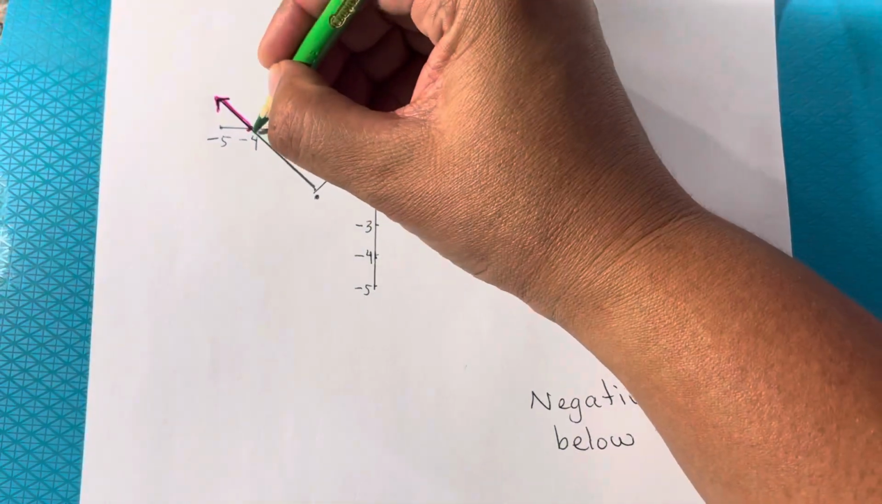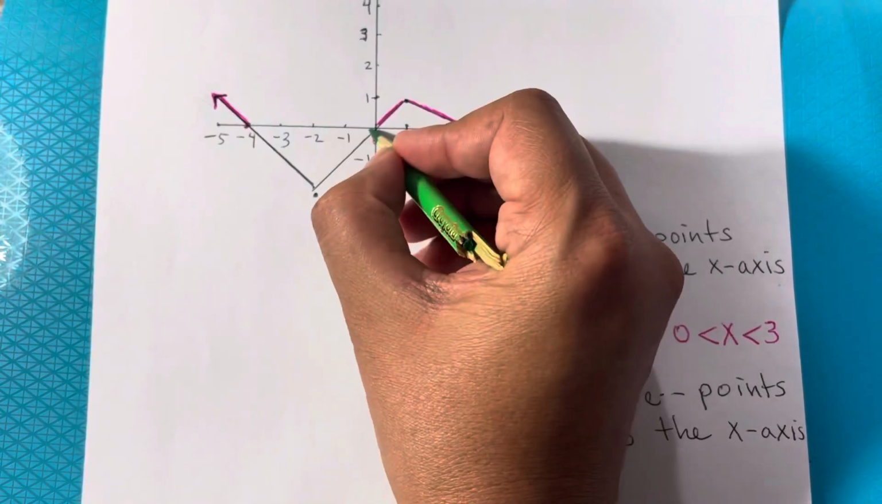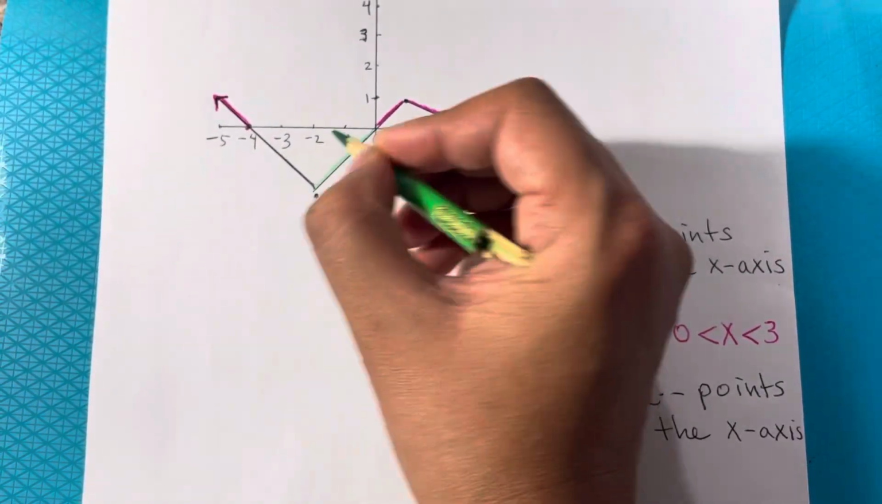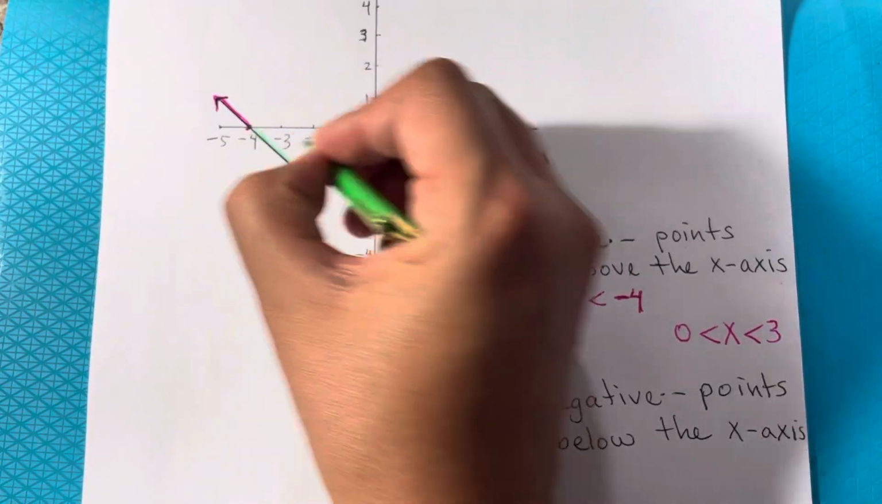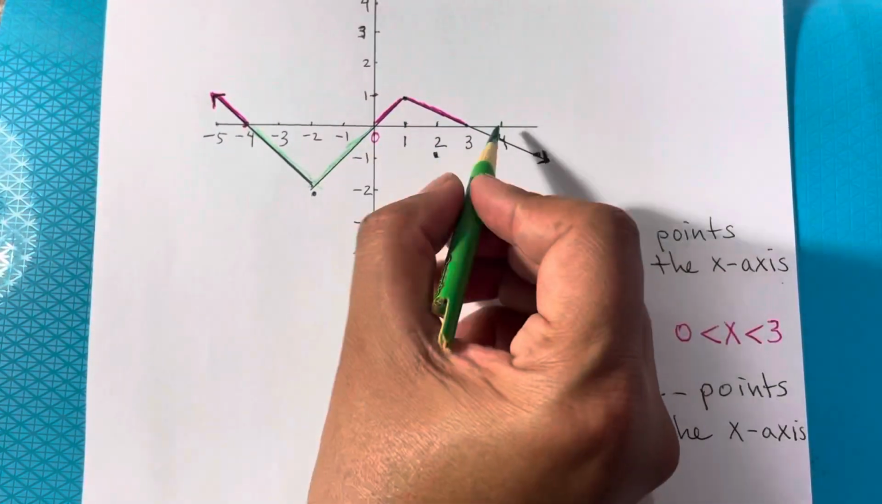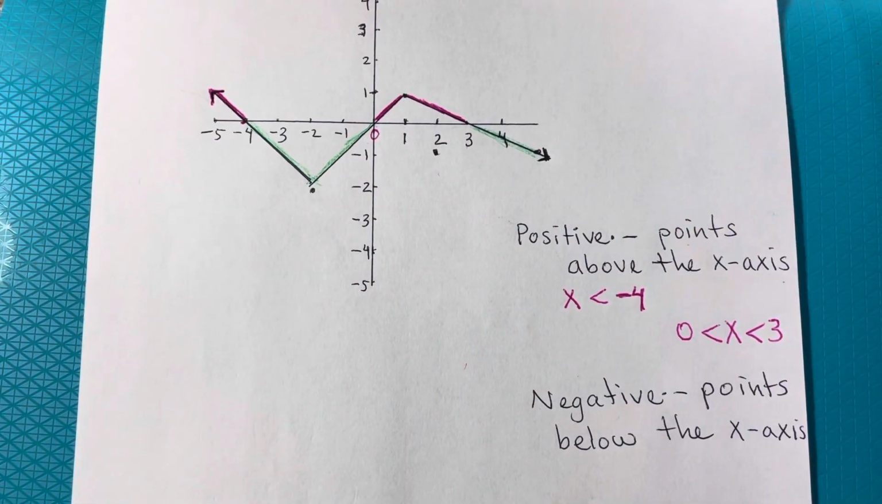So the negative part is where the points are below the x-axis. Below the x-axis is this section right here, this part of the graph, and also this part right here. So what can we say then?